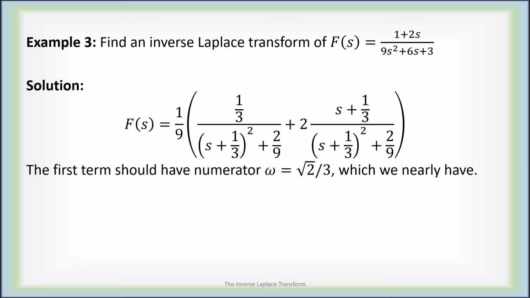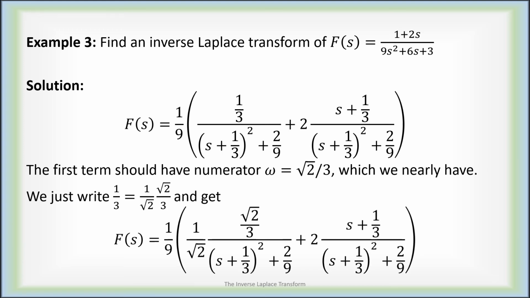The first term should have numerator omega, which is root 2/3. What it has is numerator 1/3. That's almost the same. If we just write 1/3 as 1 over root 2 times root 2/3, we could then introduce a root 2/3. So our first term, 1/3, I want root 2/3, so I've multiplied this by root 2, so I'm going to have to divide it by root 2 as well. Our second term, as we've mentioned, is already looking good.